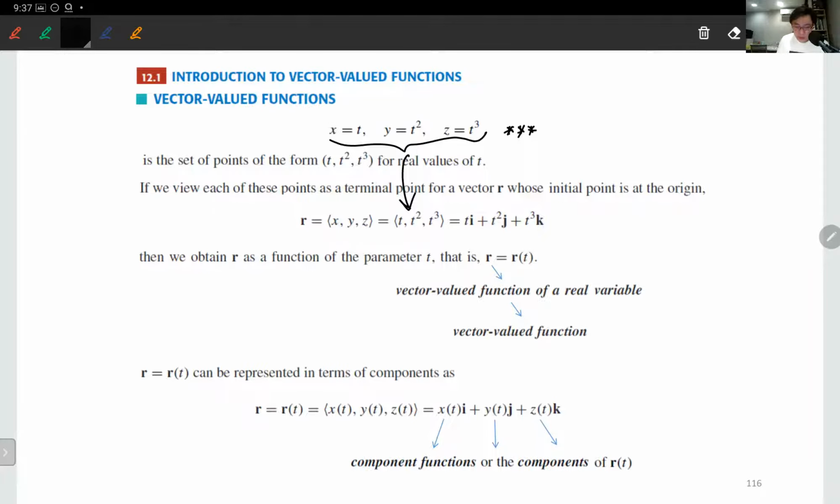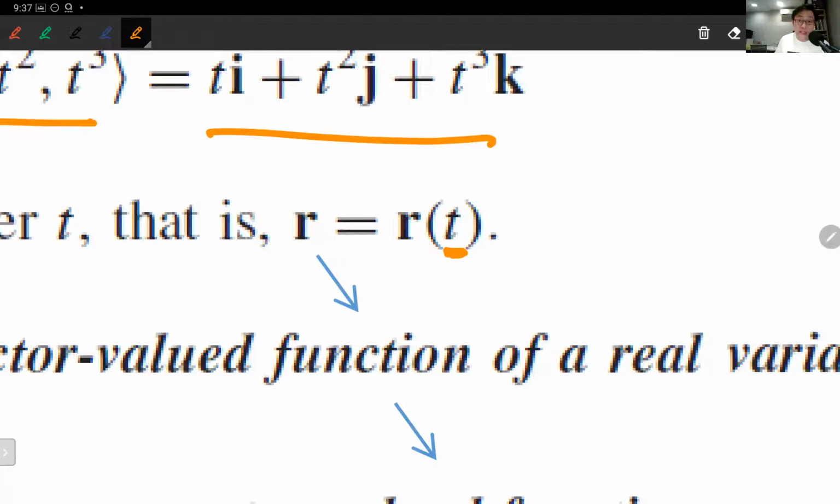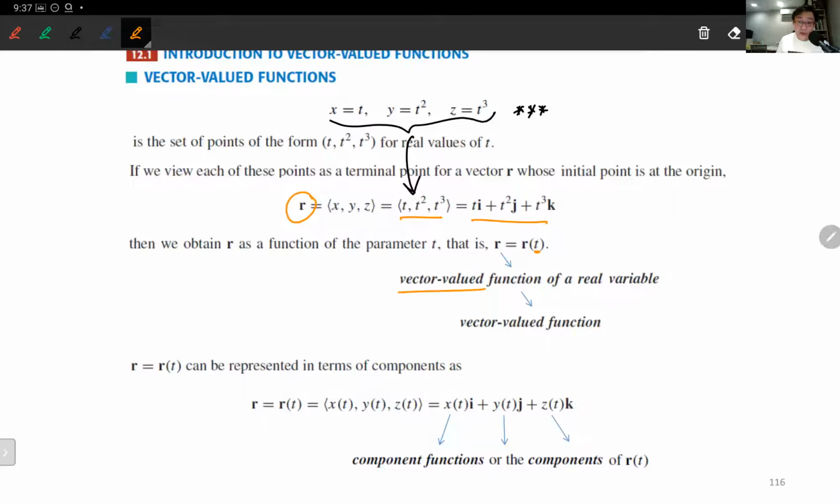And now you can choose, you can do it in bracket form or you can do ijk. It doesn't really matter, they're all the same. However, what I'm saying over here is now you are representing a vector, and this vector is a function of parameter t, and that is a vector valued function of a real variable. Of course, that's the real value t. And simply, instead of saying the whole sentence, just say that is the vector valued function.